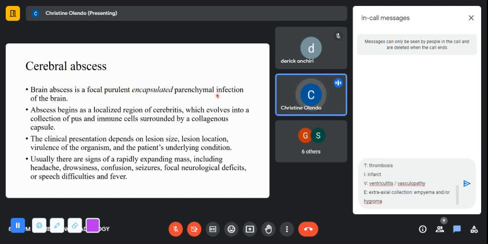The clinical presentation depends on the size and the location of the lesion, the virulence of the organism, and the underlying condition as well.